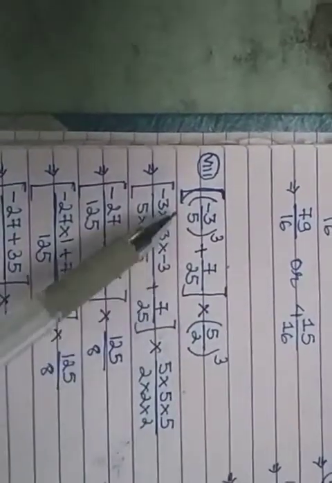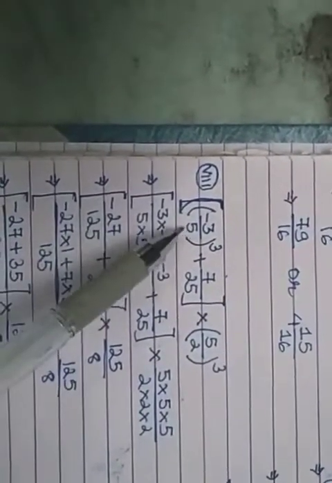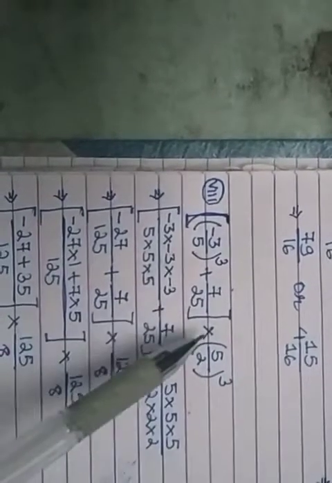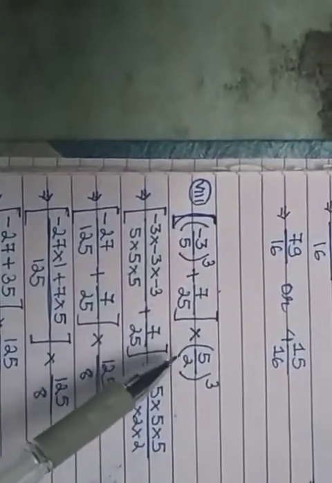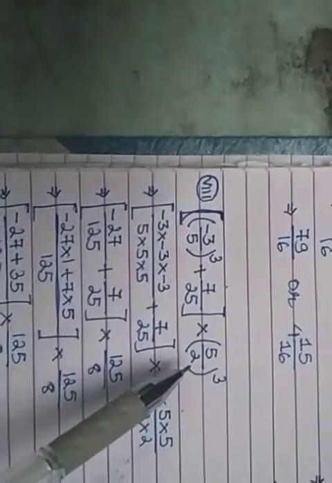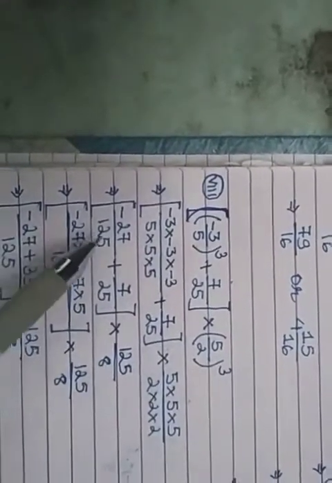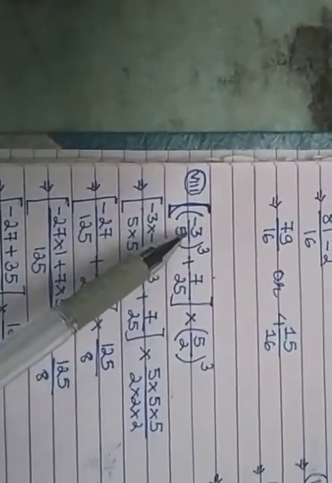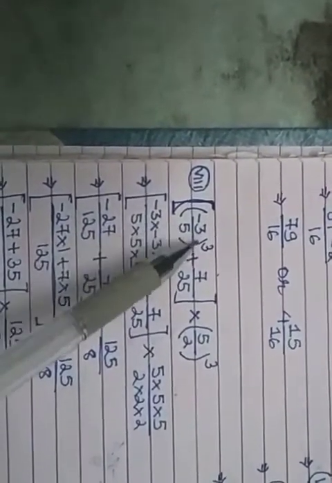We have a third bracket as well. Within the second bracket I have minus 3 by 5 to the power 3 plus 7 by 25, third bracket closed, into, then again I have a second bracket, first bracket, 5 by 2 to the power 3. Now BODMAS, within the bracket we need to solve first. So first of all, within the bracket, minus 3 to the power 3.